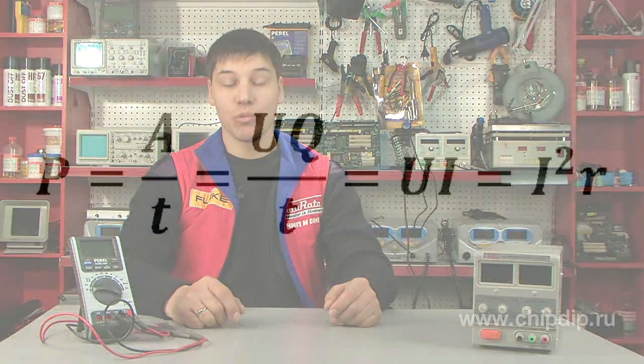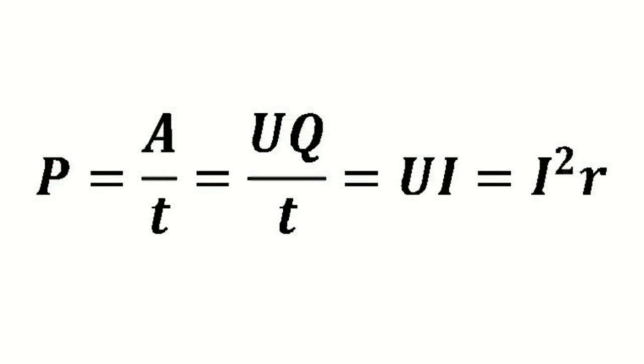Therefore, the size of the generator is determined not by the work done, but by its power. Power is the work done or consumed over a second. Power is evaluated using the following formulas. Work is evaluated in Newton meters or watt seconds, that is in joules. Power is measured in watts.